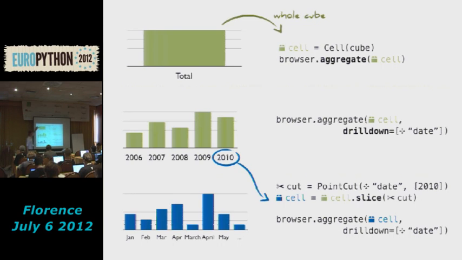If you're looking at the whole data, you aggregate the cell, you get the total. If you would like to see by date, you just say drill down by date, and you get particular months, because the first level is month in this case. Then if you select the year 2010, here you have year 2010. You have only 1 point because you are interested in only 1 year, 2010. You get the cell and you slice it through this cut of 2010, and you aggregate, and you can see that this is the same. And when you are drilling down for date, you are getting the months in the year 2010. So this makes creation of reports much easier.